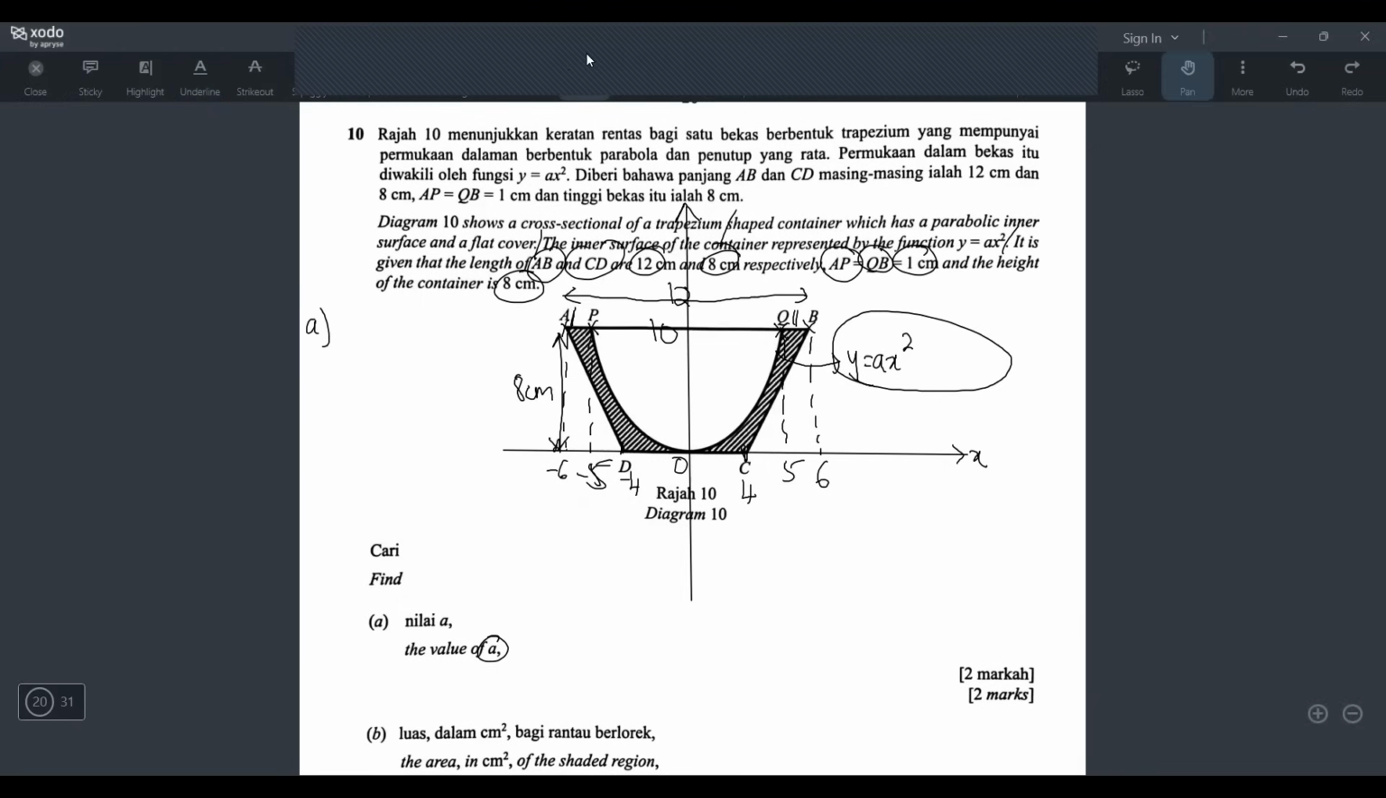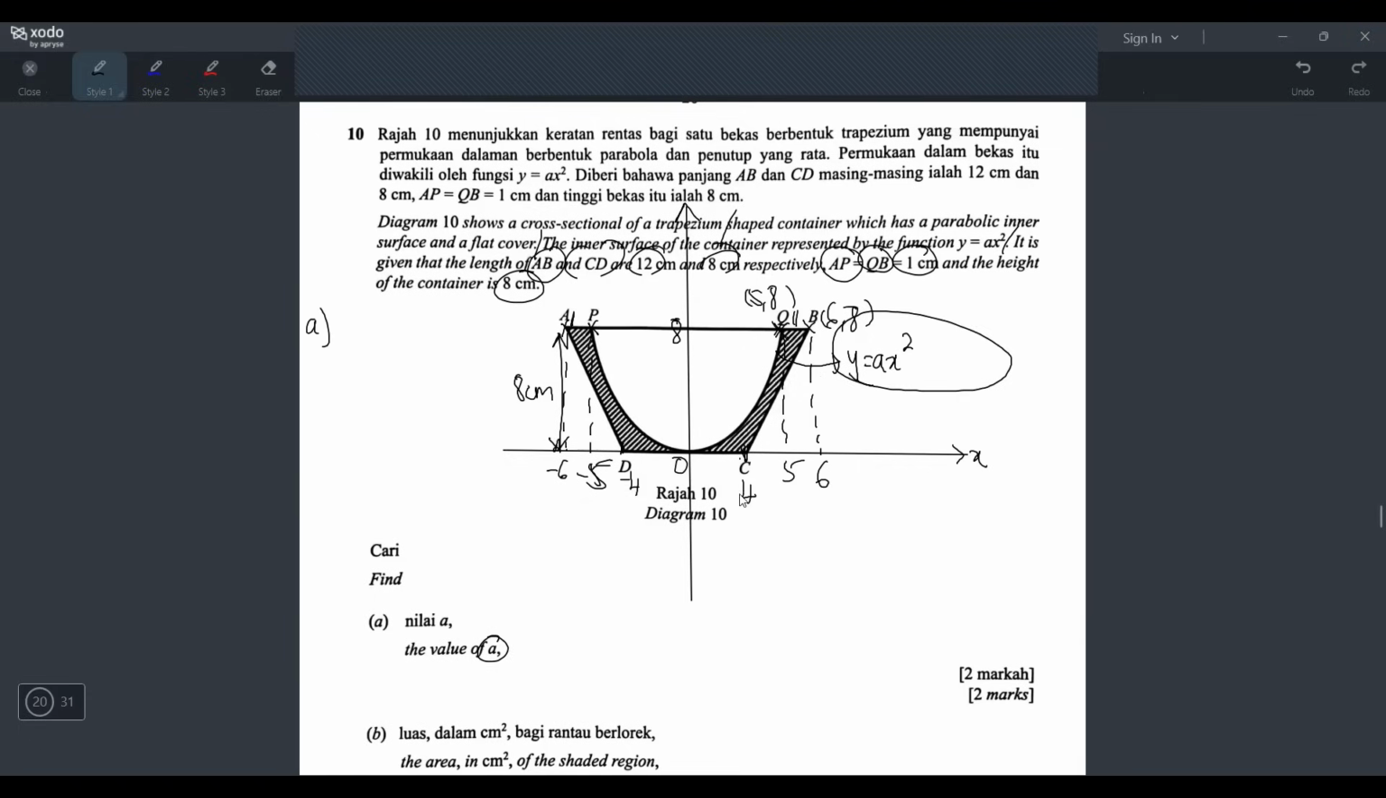Okay. And also, we know the y coordinate. Wait, this 10, I should erase it. Because this 10, I already know it's 5 here, 5 here, right? The distance here, 5. The distance here, 5. And then what about the 8? This 8 will be the y coordinate. It means the 12 also I can erase. Because the 12, I already label it 6, 6 here. 6, negative 6. So can we find the point B coordinate? Yes, 6, 8. That's the coordinate of point B. What about point Q? 5, 8.